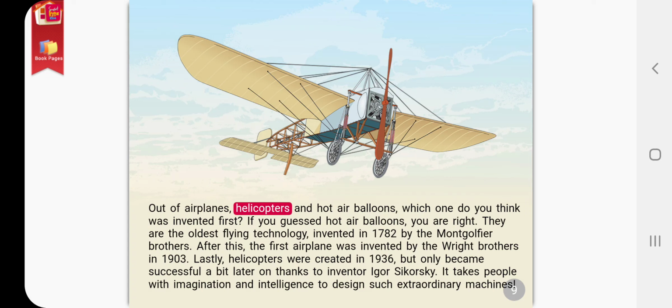Out of airplanes, helicopters, and hot air balloons, which one do you think was invented first? If you guessed hot air balloons, you are right. They are the oldest flying technology, invented in 1782 by the Montgolfier brothers. After this, the first airplane was invented by the Wright brothers in 1903. Lastly, helicopters were created in 1936, but only became successful a bit later on thanks to inventor Igor Sikorsky. It takes people with imagination and intelligence to design such extraordinary machines.